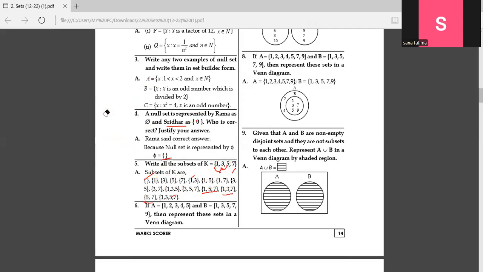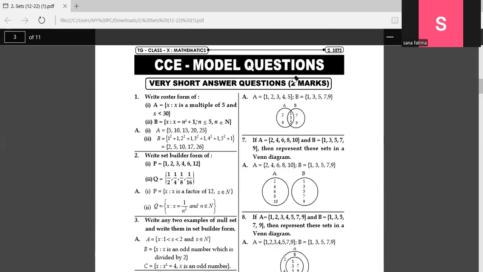How do you draw a Venn diagram? What are the rules of drawing a Venn diagram? A Venn diagram is nothing but a round figure of diagram. How will you write it down? You just draw two circles.